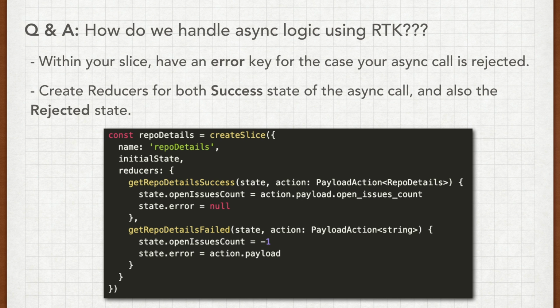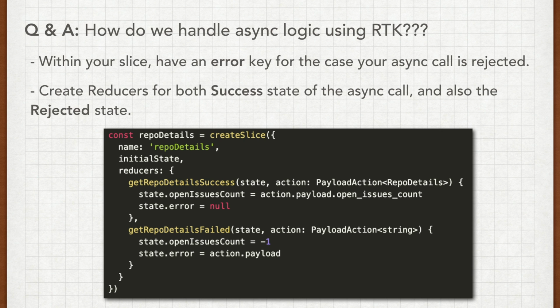But now within our getRepoDetailsFailed reducer, we are setting the open issue count to -1, because that's a default, like no open count. We didn't get any data from the API. And we are also setting the error with the action payload. The action payload in this situation will have the error message.